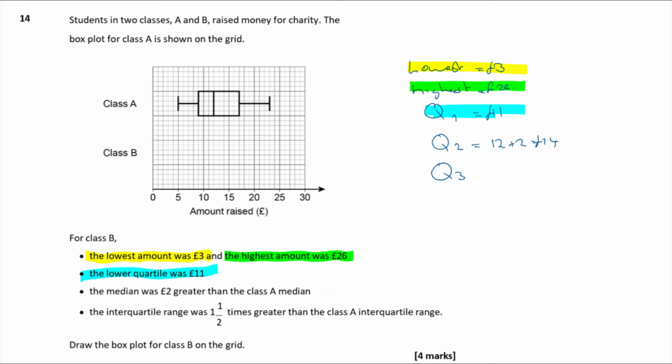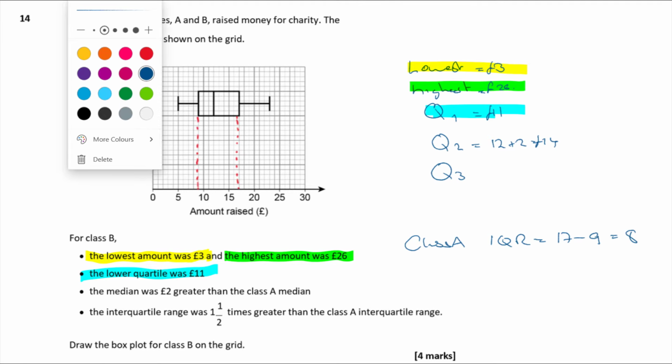And then finally, the interquartile range was 1.5 times greater than the Class A interquartile range. So what's the interquartile range for A? Well, the lower quartile is this one here, isn't it? And that is down at 9. And the upper quartile is 17. So the Class A interquartile range is going to be the upper quartile, which is 17, minus the lower quartile, which I read off as being 9. So that's got an interquartile range of 8.